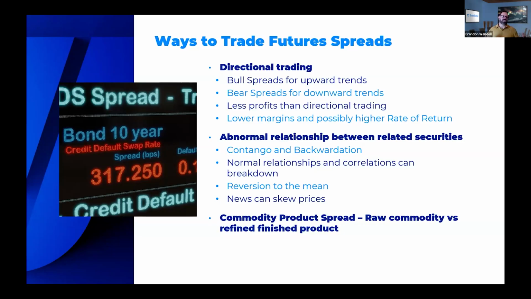There's different relationships. We have what's called contango and backwardation. Contango is our normal situation where further out contracts, because they have more time, are usually more expensive. There's what's called backwardation where that gets thrown out. And we have what is called reversion to the mean. I've mentioned that multiple times. These are different ways of trading these.